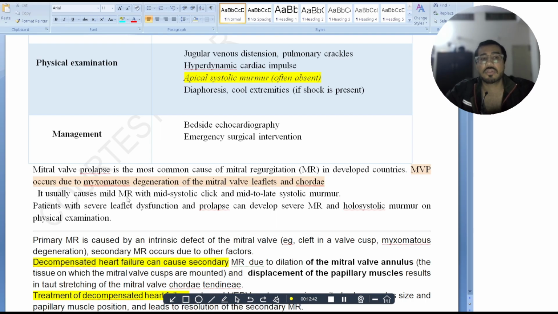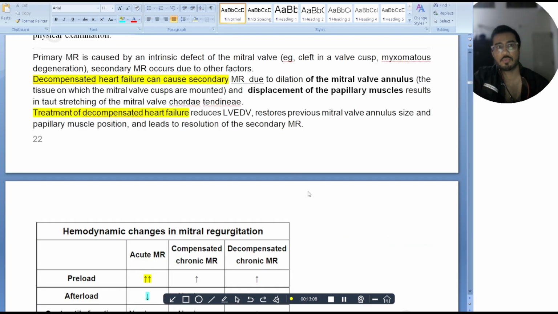It usually causes mild MR with a mid-systolic click. Patients with severe leaflet dysfunction and prolapse can eventually develop severe mitral regurgitation and a holosystolic murmur. So, mitral valve prolapse leads to mitral regurg, but initially the regurg can be really mild, but eventually it becomes really prominent, and you can hear a holosystolic murmur throughout the systole. So, we'll move on to the primary types of mitral regurgitation.